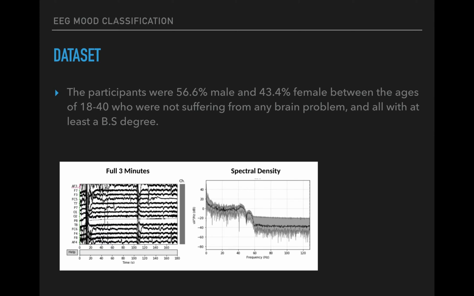It consisted of raw EEG signals of 30 different participants in either relaxed or concentrated states. The data was acquired in 3-minute intervals with 4 sessions for each participant.